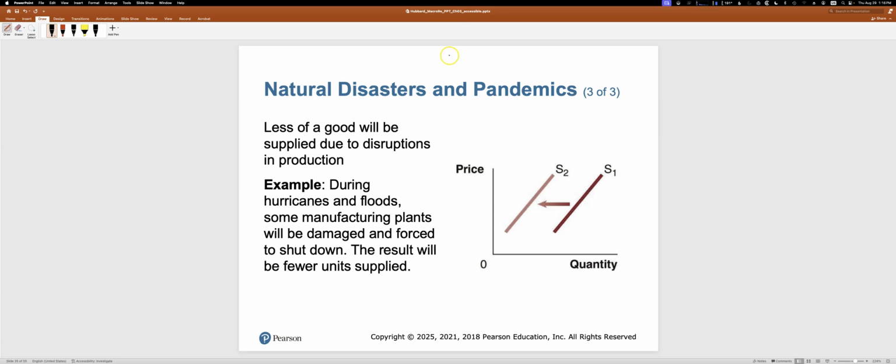And based on COVID again, we come up with another example of where we could look at natural disasters and pandemics where they generally would reduce the supply. This again would be more so our supply chain interruptions was our decrease in supply.